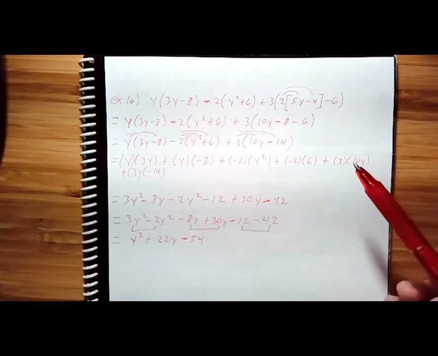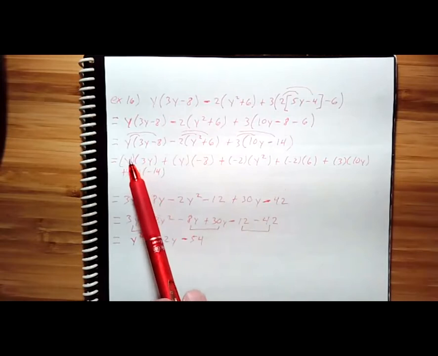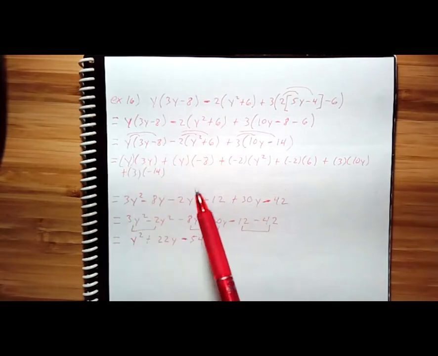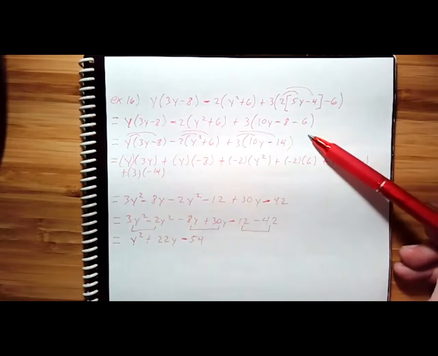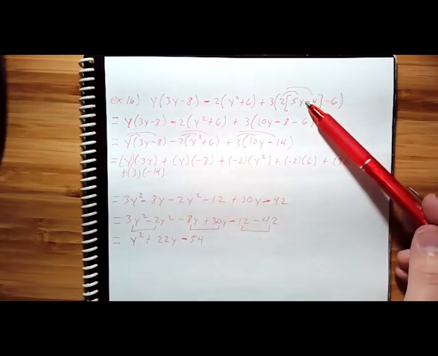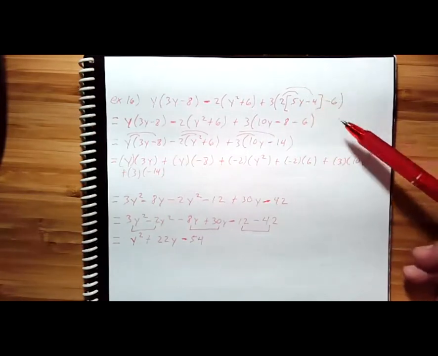Now, are there any questions about why this became y squared? Or about the distributions? Or why we did this first inside here? Or any question at all?